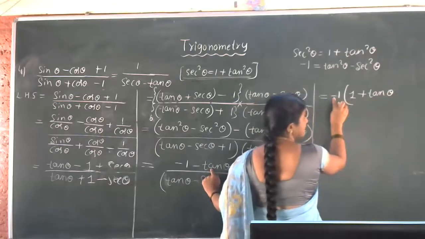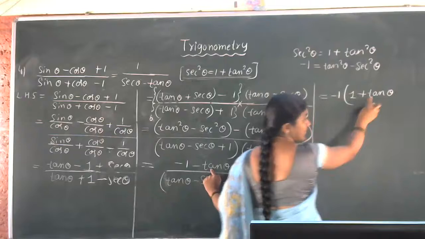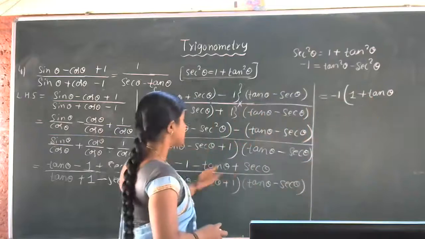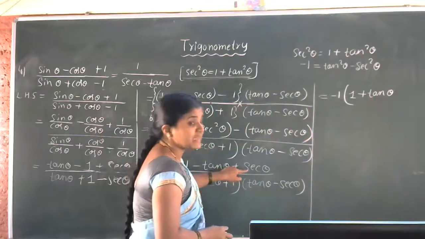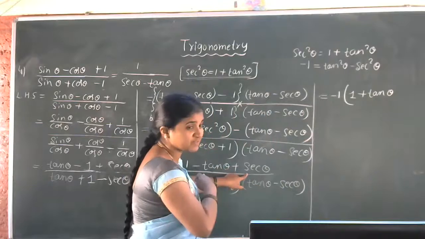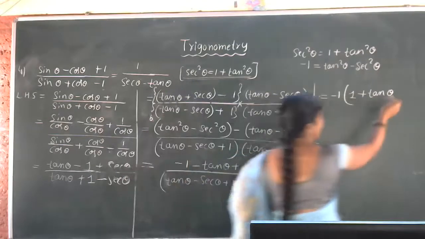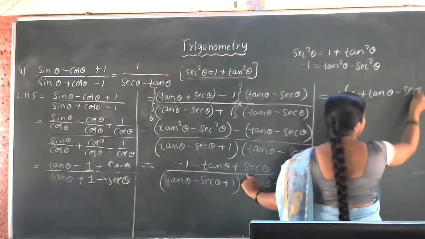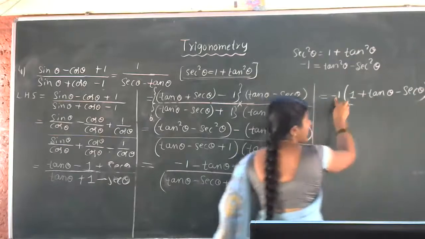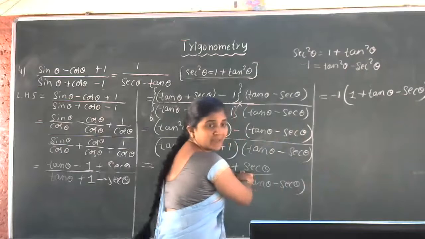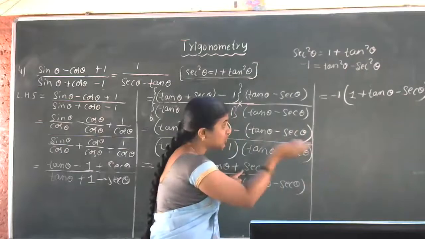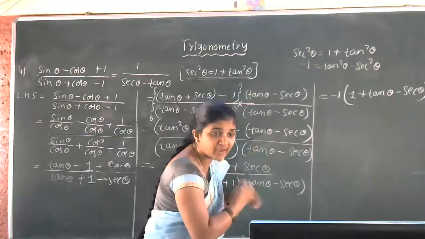Plus tan theta, because minus 1 into plus tan theta becomes minus tan theta. Next one, plus secant theta. In the plus secant theta, minus 1 is already outside, so what is remaining? Minus secant theta is inside. Now minus into minus becomes plus. Got the idea how to take minus 1 as a common factor, students?